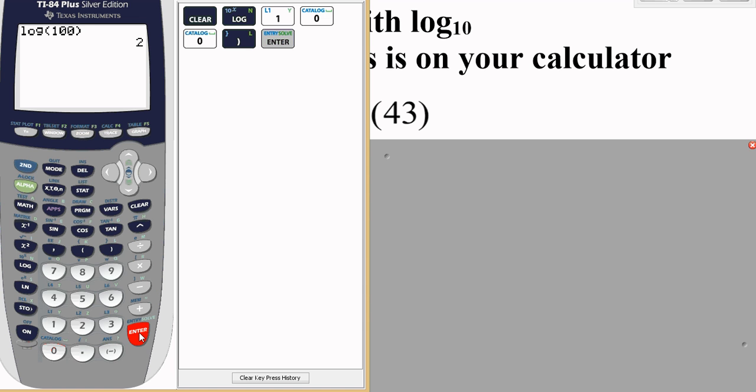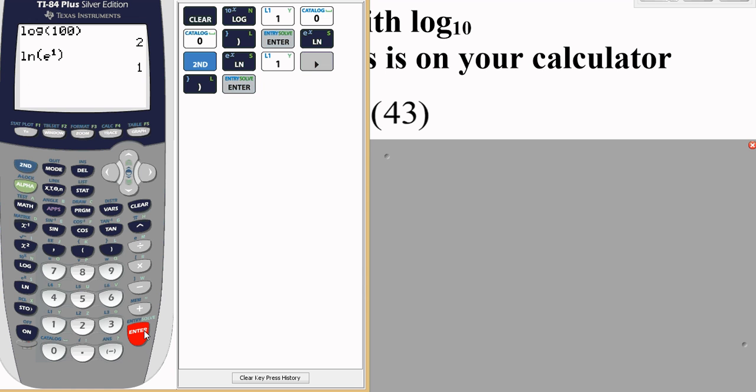Well, that is 2. And the only other one we have is ln, and we know that ln of e to the first power is just going to be 1. And those are the only two that we have in our calculator.